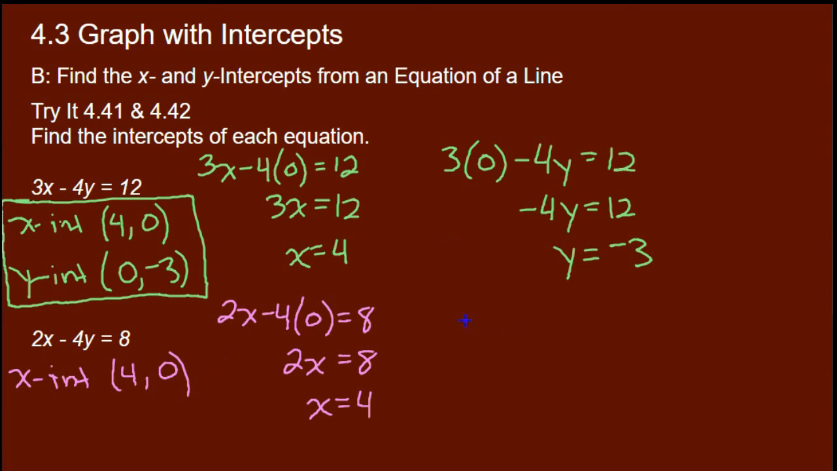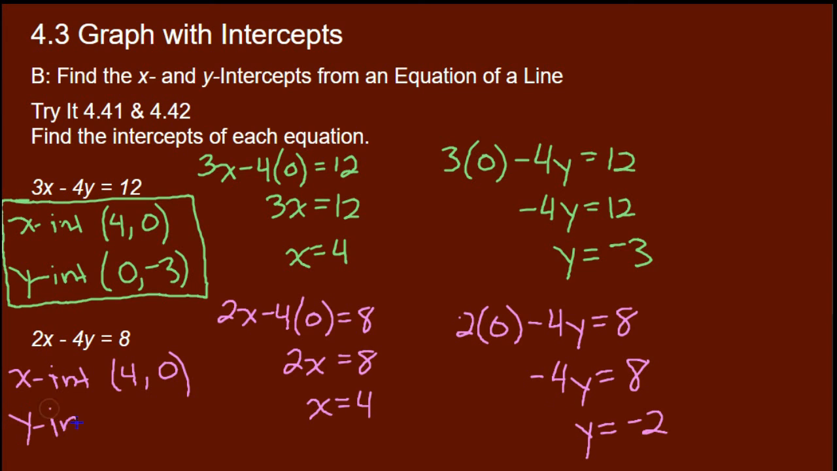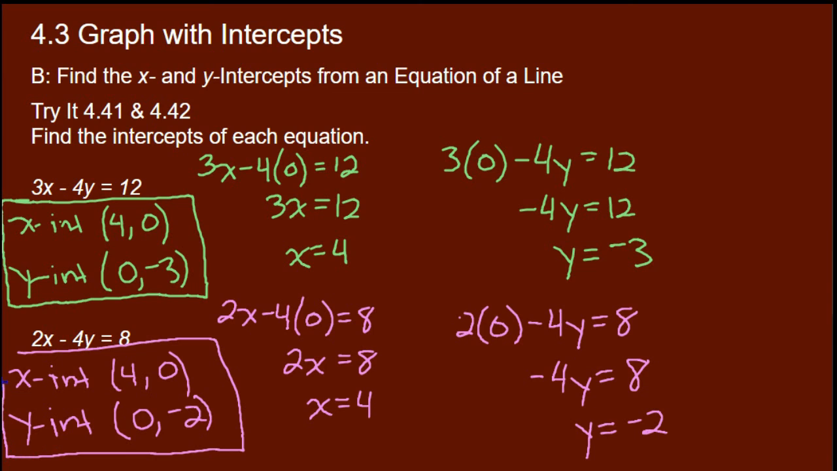Now we'll solve for the y-intercept by letting x equal 0. 2 times 0 minus 4y is equal to 8. 2 times 0 is 0, it disappears. Negative 4y is equal to 8. Divide both sides by negative 4. Y is equal to negative 2. That means our y-intercept is (0, -2). And that's how you solve that one.